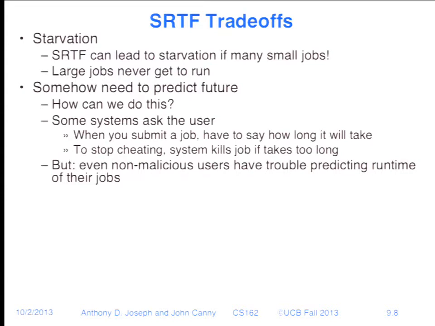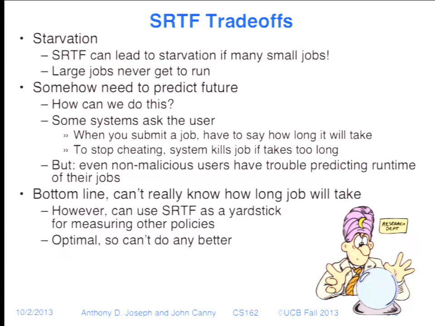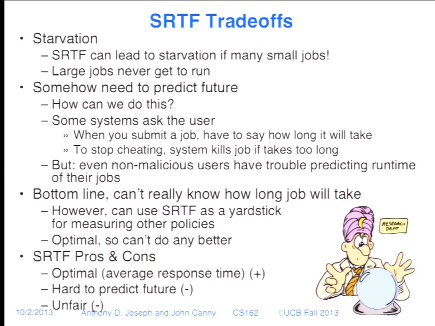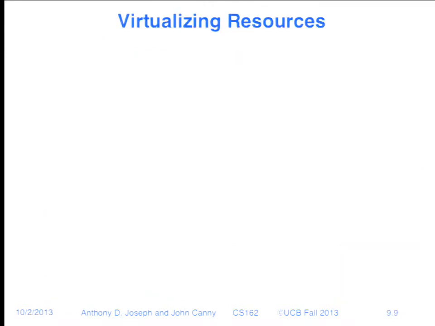And the other big downside is that somehow we're assuming knowledge of the future. You can ask the job, or you can look at how long the job's been waiting. There are various heuristics, but let's not get into that right now. It does happen to be better if you have perfect knowledge, though. It's provably optimal if you have perfect knowledge of how long the job's going to take. And it has this unfairness property, which is that it may not allocate any resources to long-running jobs. Okay, so let's move on.